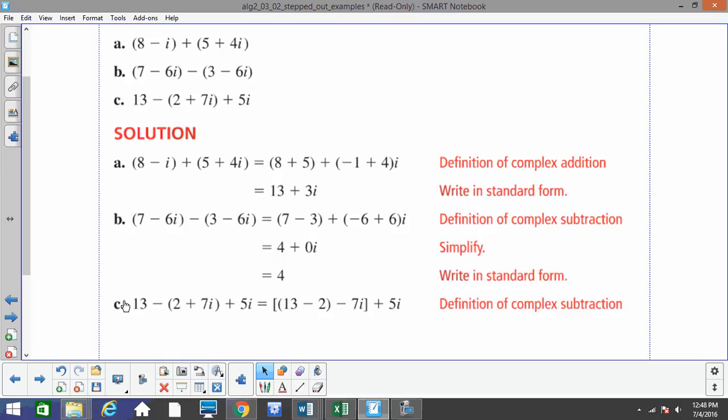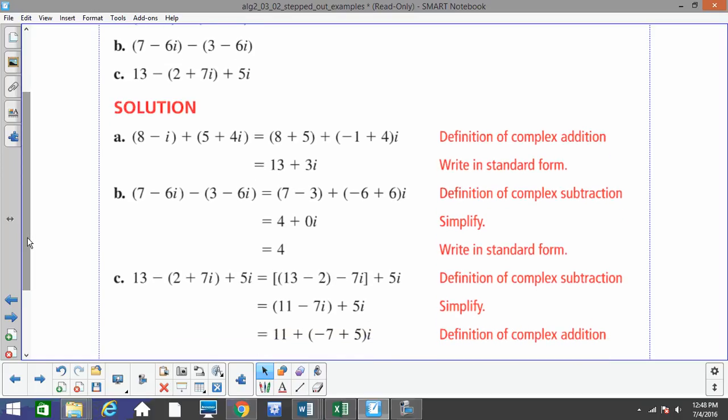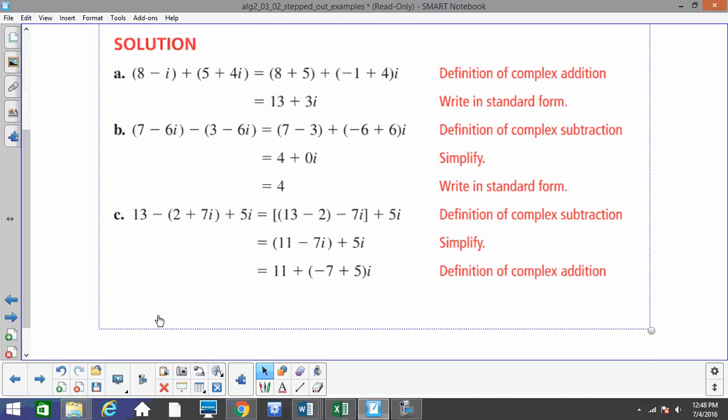C, combine your reals, combine your imaginary parts. They did it in a couple steps. I probably would have just done it all at once, but that doesn't really matter. You're going to get the same answer either way. 11 minus 2i.